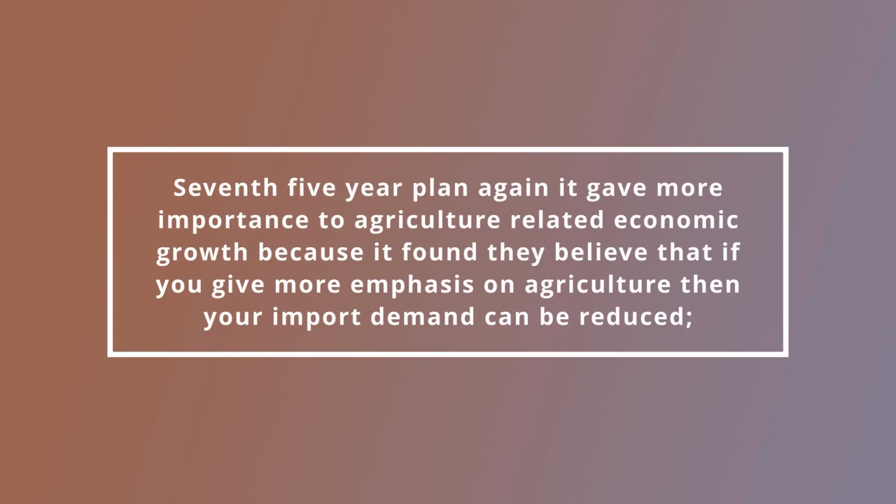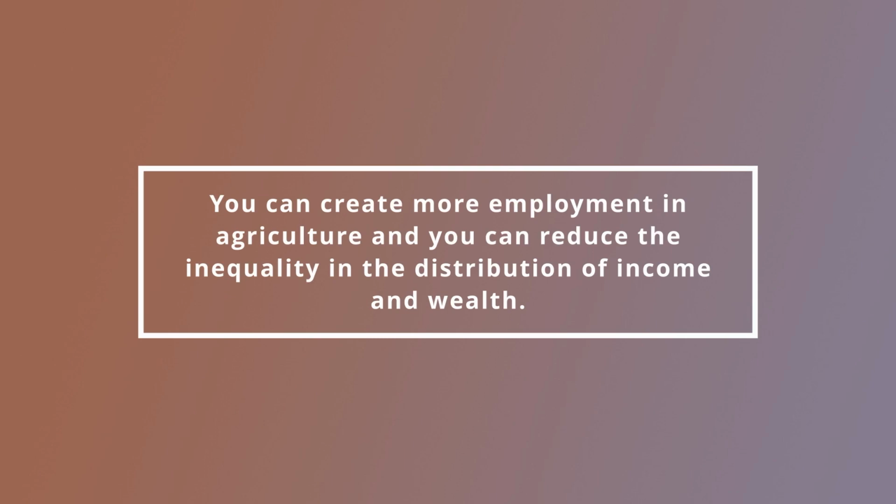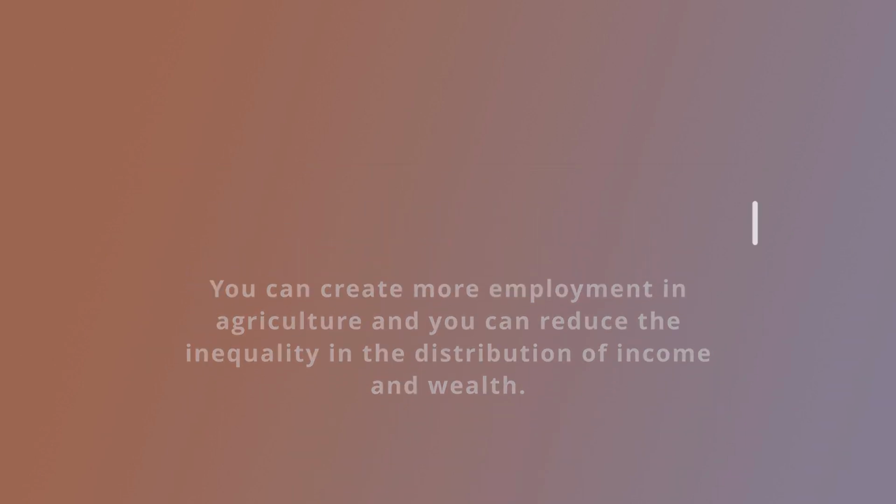The seventh five-year plan again gave more importance to agriculture-led economic growth because it believed that if you give more emphasis on agriculture, then your import demand can be reduced, you can create more employment in agriculture, and you can reduce the inequality in the distribution of income and wealth. Okay? And during the eighth five-year plan, we observed a dramatic shift in the strategy because India faced troubles in the late 1980s, and it had to undertake a new strategy where it gave more importance to export-led growth, more outward orientation with reduced government intervention.